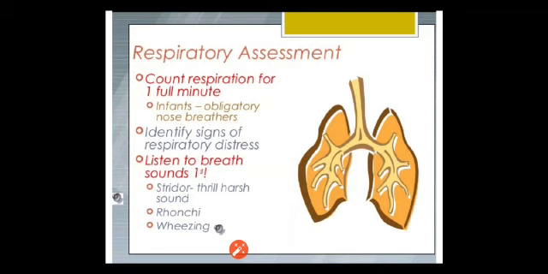Next, if we listen to the breath sounds, there will be different sorts of sounds we can observe. First, stridor. Stridor is nothing but shrill, harsh sounds in the lungs. And if you see rhonchi, they are low pitched rattling sounds, like we feel the baby is snoring. Okay. And wheezing is a high pitched whistling sound you can observe.